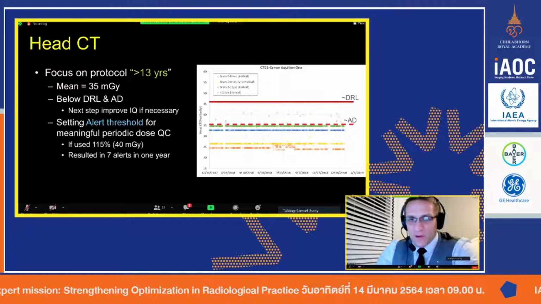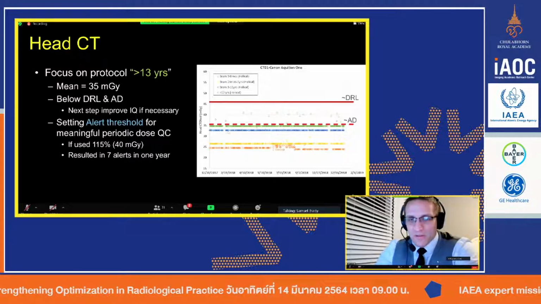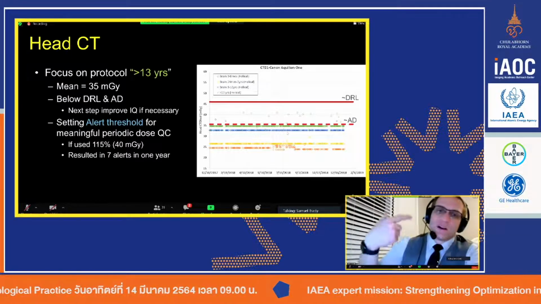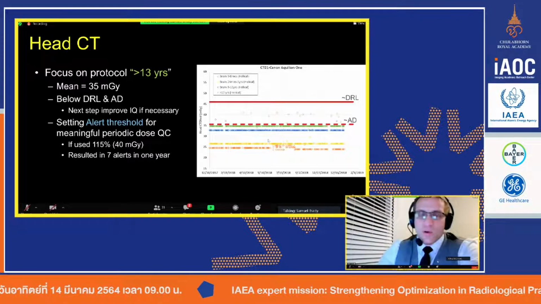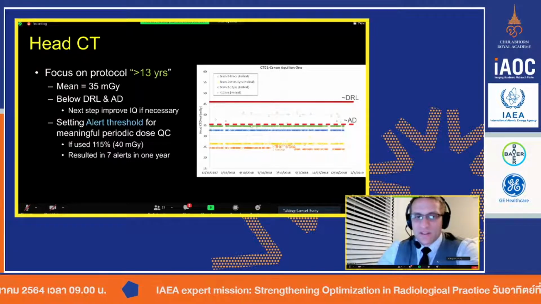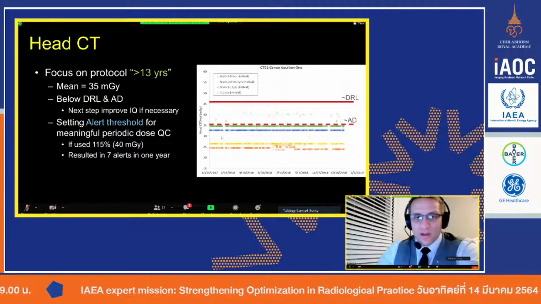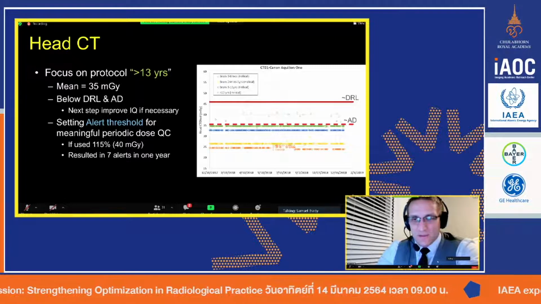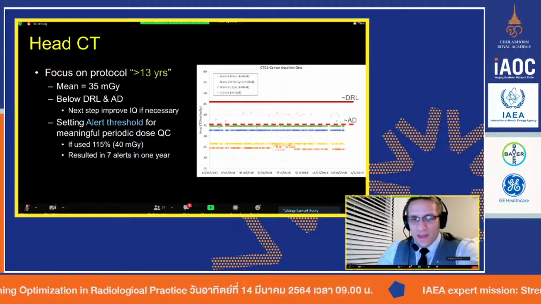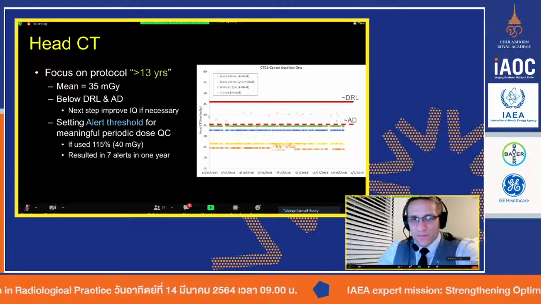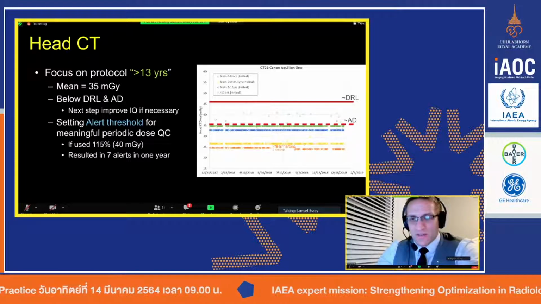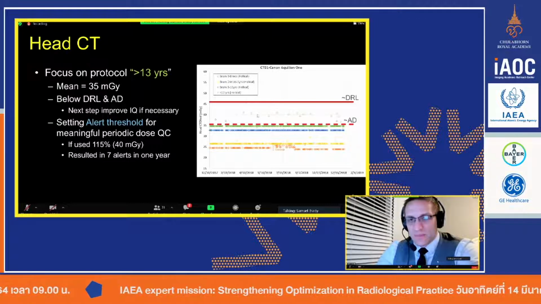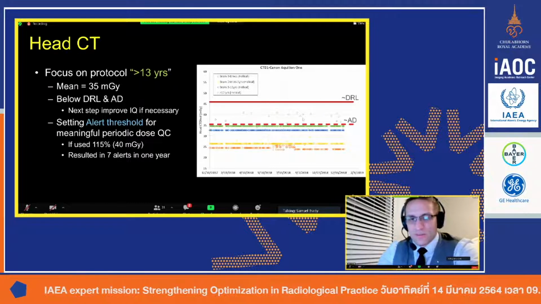So every so often a little dot will pop up above this alert level, outside of the trend of what we expected, and then we as an optimization team know where to look to start our investigation. By setting the alert level at the achievable dose, obviously we're going to get a few patients that cause the alert level to go off.